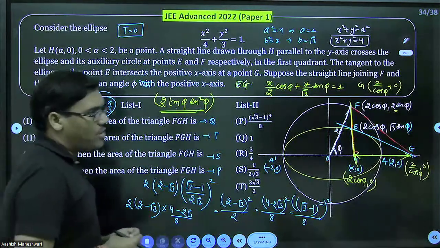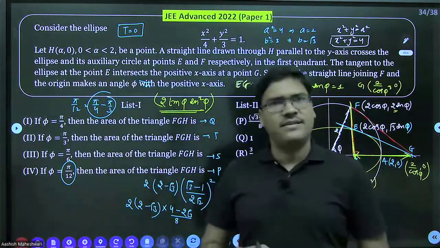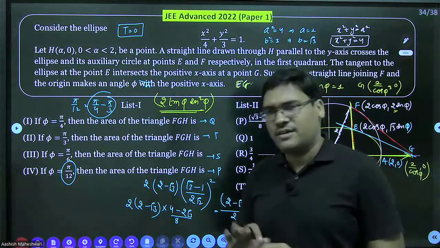Generally ellipse और hyperbola questions advanced में easy रहते हैं, बहुत difficult नहीं आते हैं generally, ठीक है.